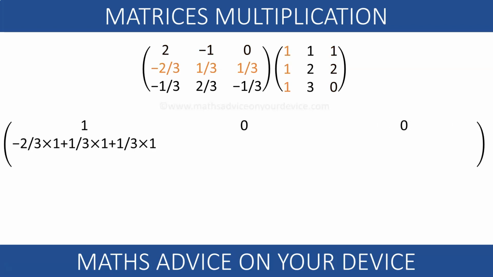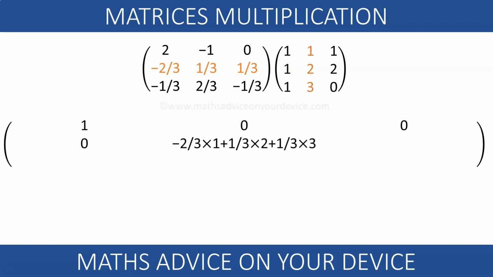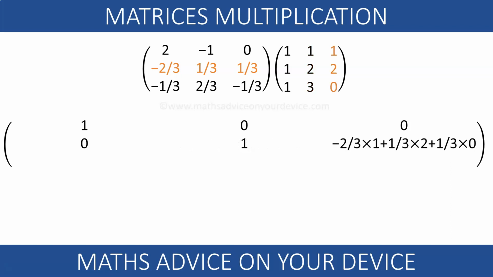Next, we multiply the second row by the first column. The answer is 0. Write it on the first cell. Next, multiply the second row by the second column. The answer 1 is written on the second cell. Next, multiply the second row by the third column. The answer is 0, and we write it on the third cell.